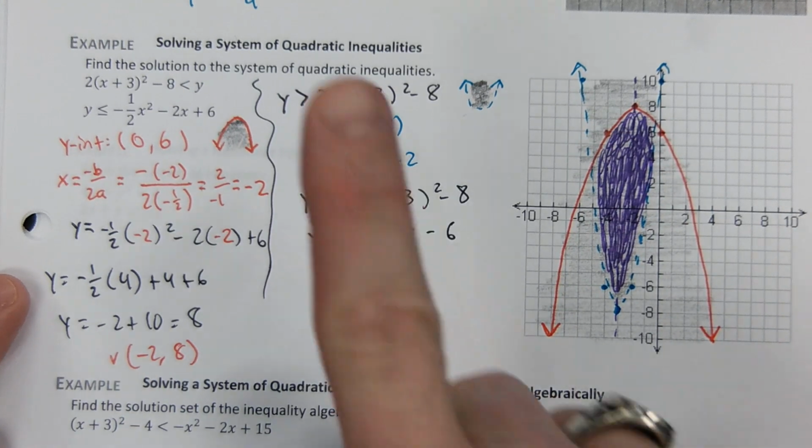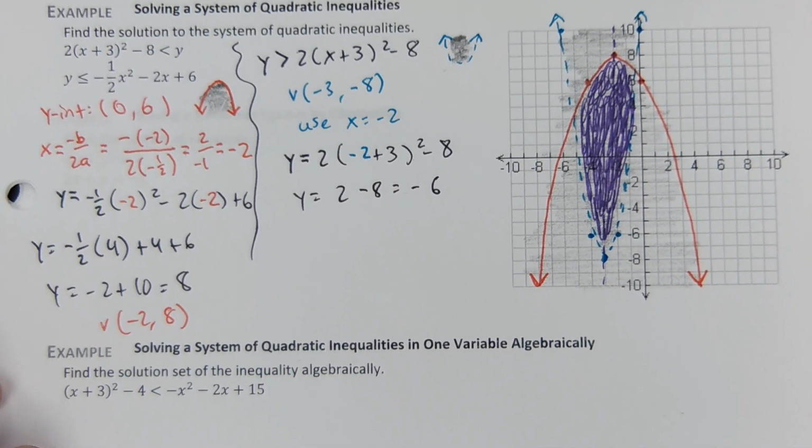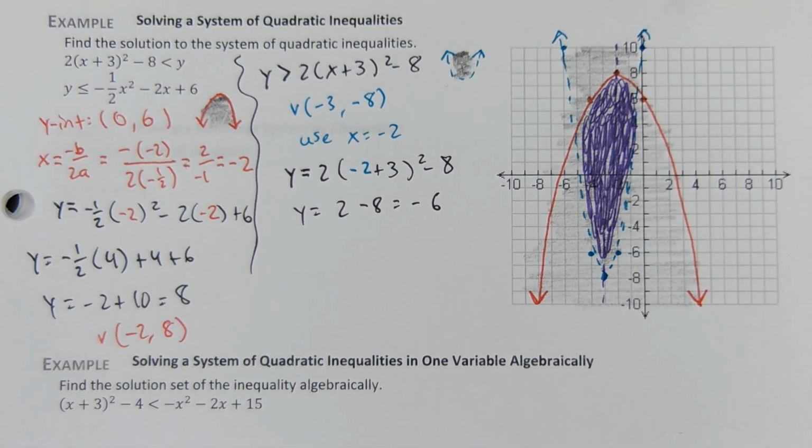And if you see y greater than, you're shading directly above the vertex. So where I'm shading has to do with which way the inequality points, not which way the quadratic points. Any other questions on that one? And everybody's cool with what's going on there? All right.